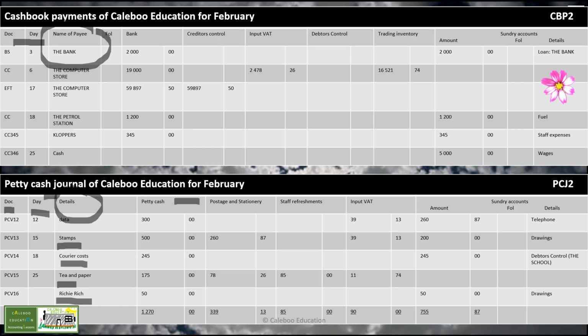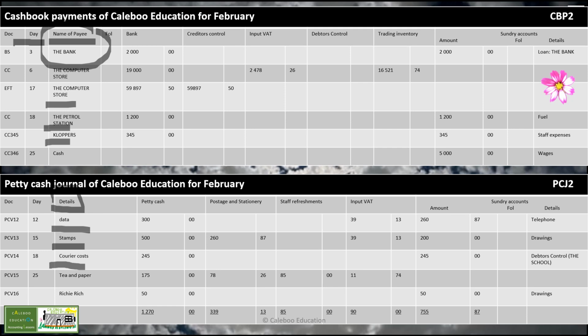So for example, we went to the post office and we bought stamps. In the Cashbook payments, you write out the name of the person or institution that was paid. Important in the petty cash journal, in this column details, you actually record what was purchased, the items. So for example, data, stamps, not who was paid, because this was a cash transaction, petty cash. You write in the details column what was paid for.